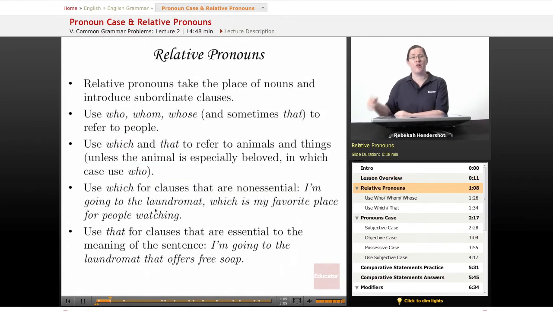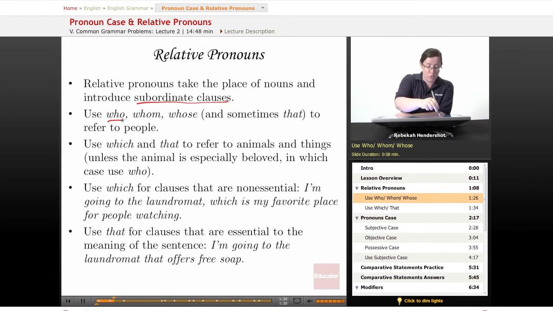All right, what are relative pronouns and why do they matter? Relative pronouns take the place of nouns, like all pronouns, and they introduce subordinate clauses, which you'll find in our lessons on sentence parts and patterns, and also in our lesson on conjunctions. Now, there are different relative pronouns for different purposes. You use who, whom, whose, and sometimes that to refer to people. Those are the personal relative pronouns.